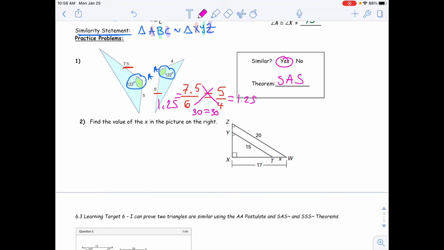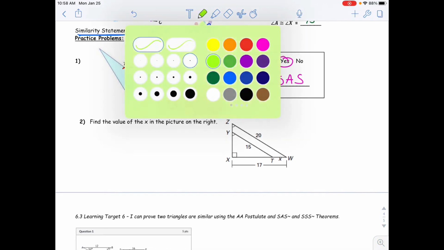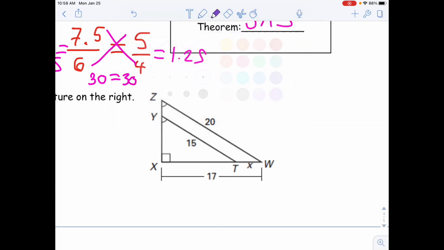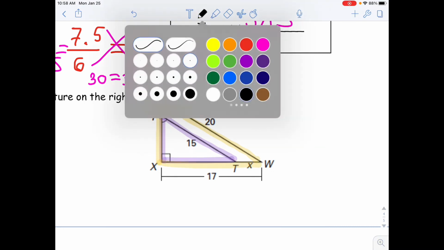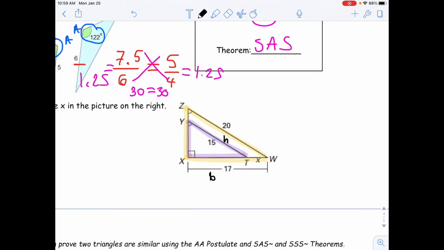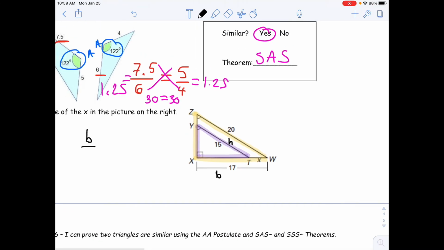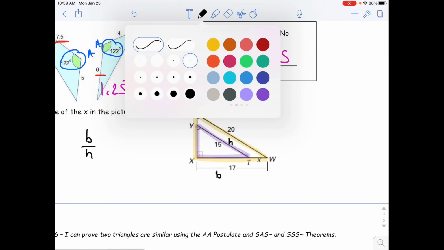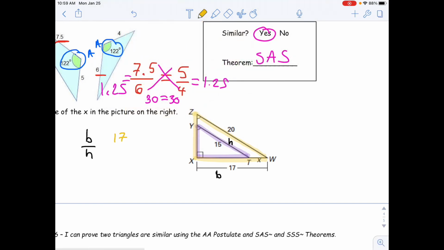And then this last one right here is kind of a minor challenge problem. We got to solve for the value of x. So sometimes it helps if you emphasize triangles. Like, let's look at this one right here. This purple triangle and this yellow triangle. Notice how both of these are right triangles. Some stuff we talked about is I can call this the base or a leg, and we got the hypotenuses. So I'm going to just write base over hypotenuse. Well, in this yellow triangle, the base is 17. The hypotenuse is 20.